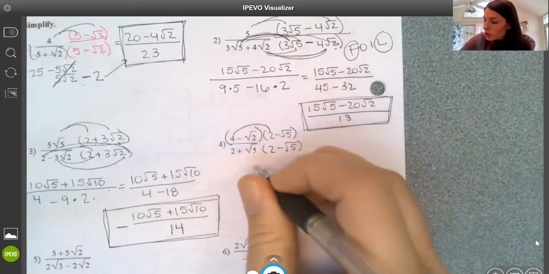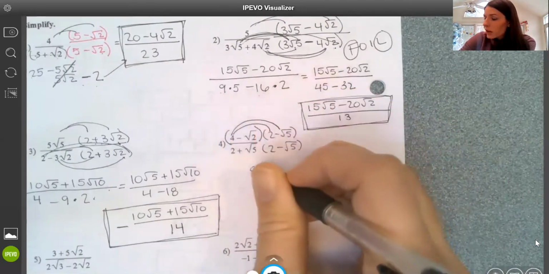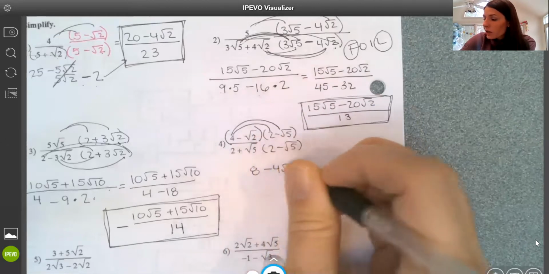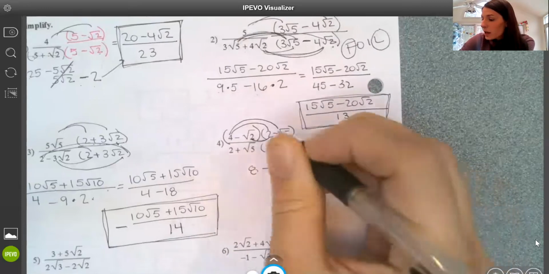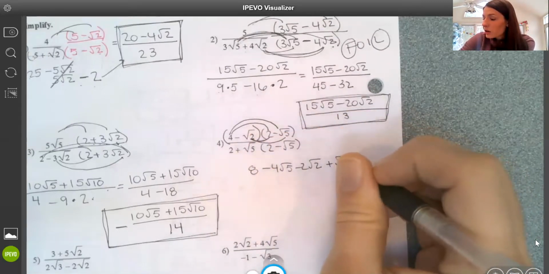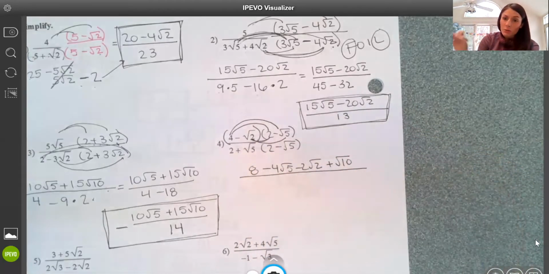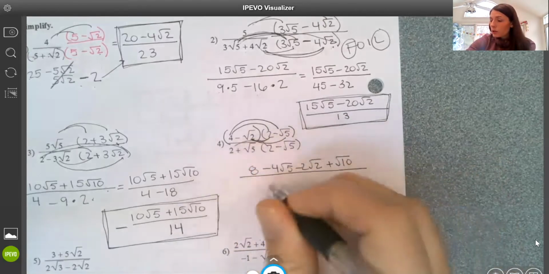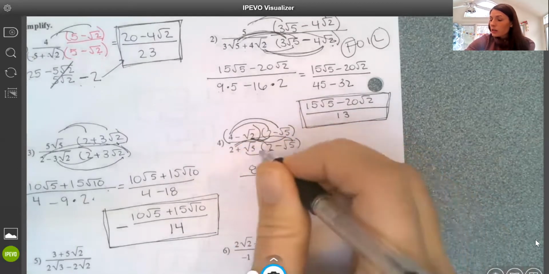So 4 times 2, giving me 8. 4 times negative rad 5, negative 4 rad 5. Inner terms here, negative 2 rad 2. And negative times a negative, giving me positive square root of 10. So I need to actually go through and multiply out that binomial times binomial in the numerator when that happens. In the denominator, 2 times 2 gives me 4. Outer, inner terms are going to cancel.